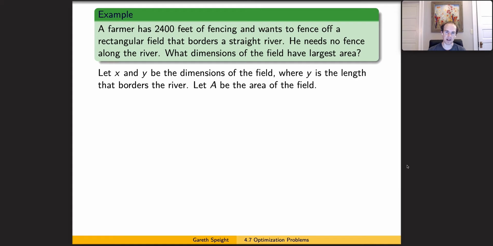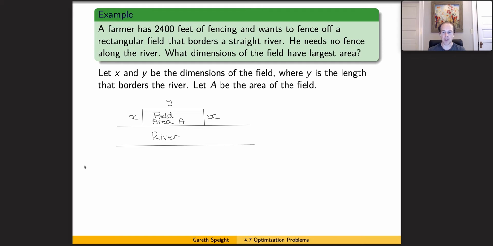So let those be x and y, and it makes a difference which dimension is which, right? Because one of those dimensions borders the river and one of them does not. So x and y are not necessarily the same. Let's suppose that y is the length that borders the river and x is the one that doesn't. And we're interested in the area, so let A be the area. Here is a very crude picture. We have a river. x is the side that doesn't border the river, y is the side that does border the river.